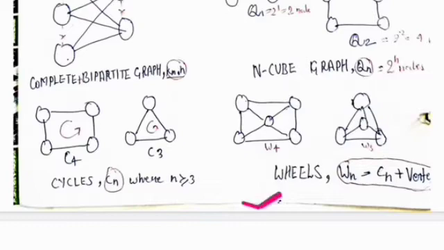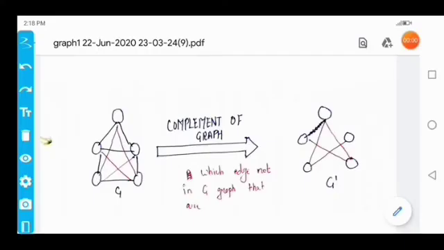Next is your wheels. Here in the case of wheels, when we add one vertex to the cycle, that makes your wheel. Means in the given W4 and W3, this node is added and connected to each node of the graph, and that is called your wheel graph.